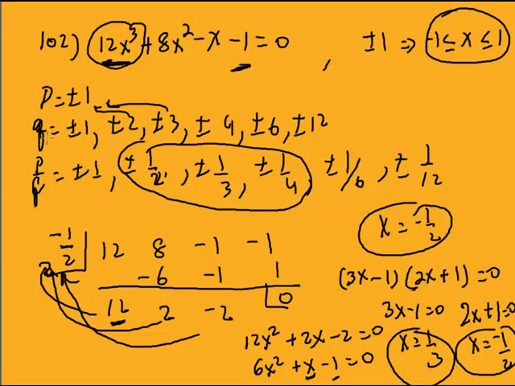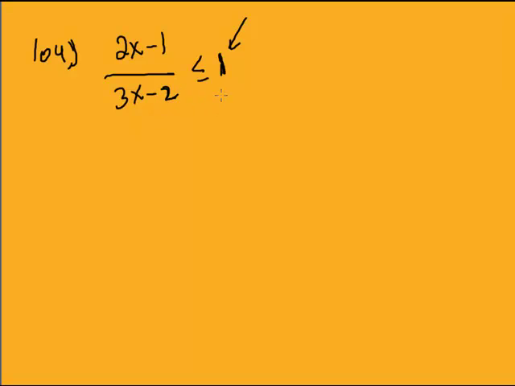Alright, so I want to do one more example, and then we're done. I want to go to problem number 104, and this is solving inequalities. I have 2x minus 1, all over 3x minus 2, is less than or equal to 1. I like to have a 0 on this side. I can't cross multiply because I do not know if what I have on the left side is positive or negative. So I'm just going to subtract everything. So I'm going to have 2x minus 1, all over 3x minus 2, minus 1 is less than or equal to 0.